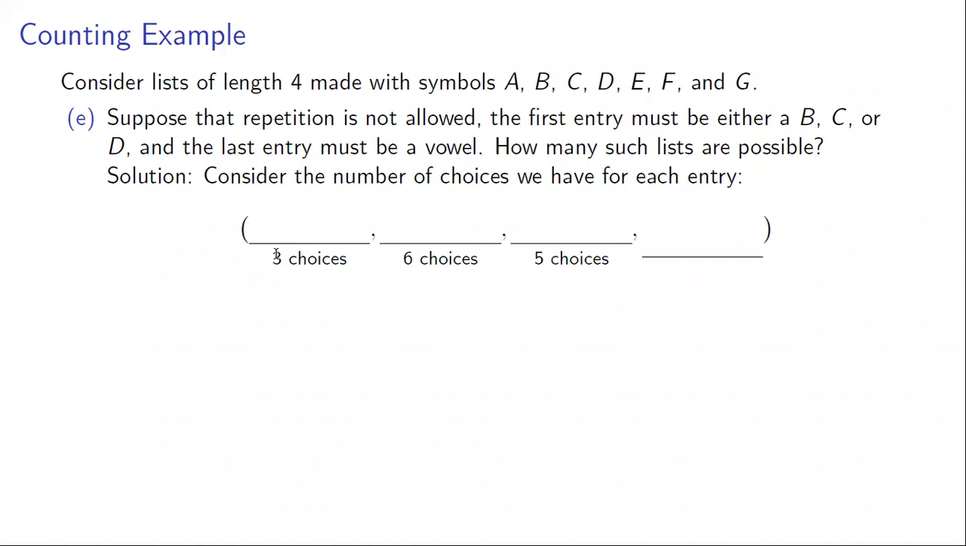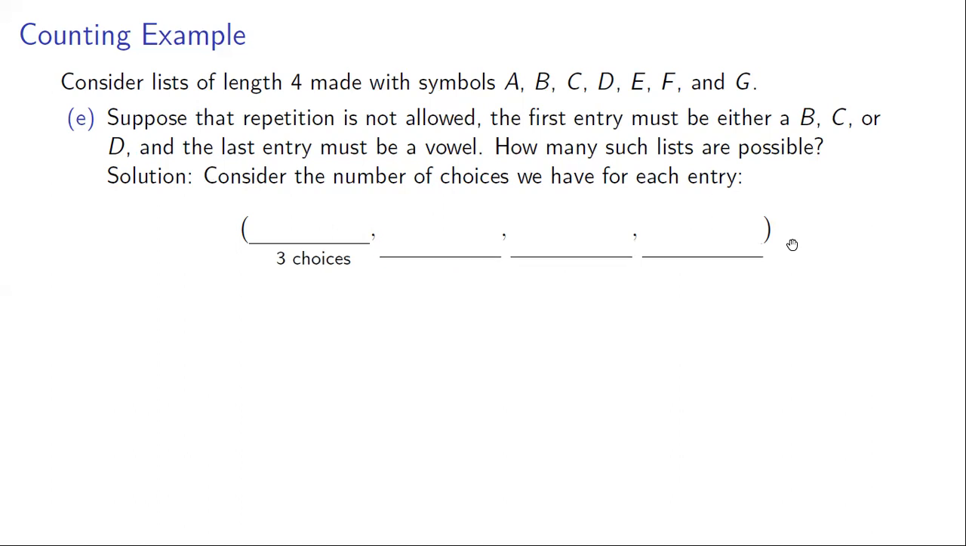But now the problem is, how many choices do I have for the last entry? Well, it has to be a vowel. So you might say, okay, I have 2 choices, A or E. However, it's possible that I already used A or E in one of the middle entries. Maybe this entry is A, or maybe this entry is E. So maybe there's only one choice left for the last entry. There's no way to know how many choices. So this is not a good approach.